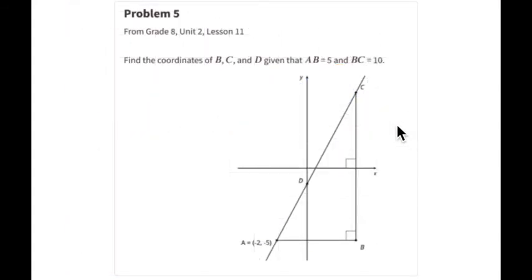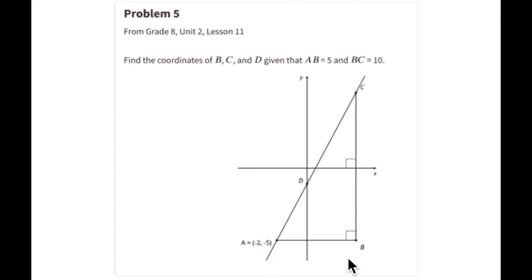This is problem number 5, and you're given this drawing, and you're asked to figure out what are the coordinates of point B. Point B is right here, the coordinates of point C, and the coordinates of point D, given that the length from A to B is 5 units, and the length from B to C is 10 units. And you're also given the coordinates of point A. It's -2, which is the x-coordinate, and a -5, which is the y-coordinate.